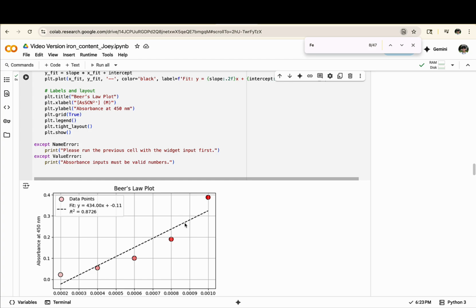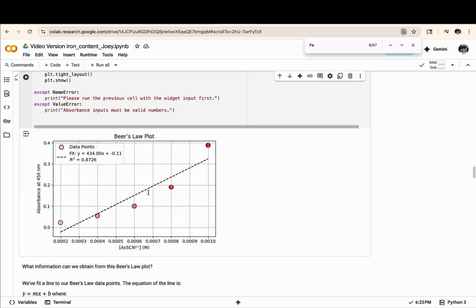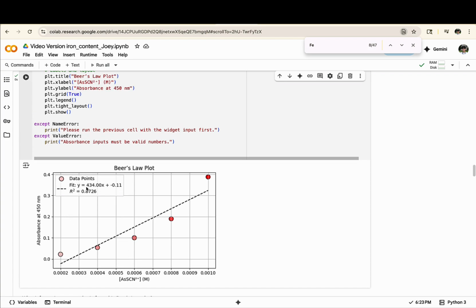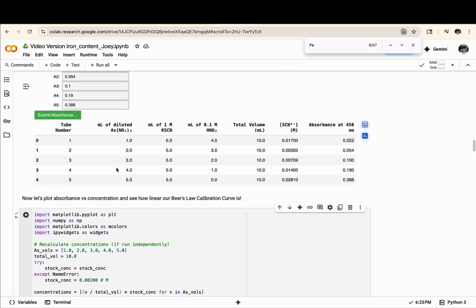Here I get a molar absorptivity of 434. That'll be units of inverse molar, inverse centimeters, but you'll likely get something different because your system is based on iron, not on arsenic like this one.